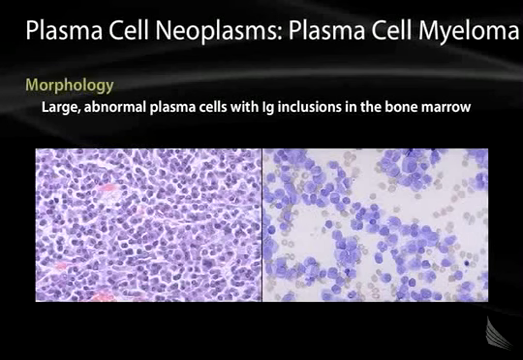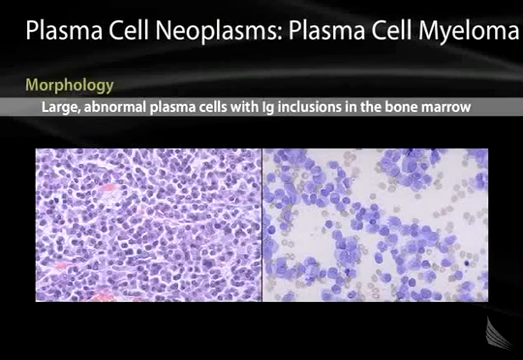Morphologically, a plasma cell myeloma produces sheets of large abnormal plasma cells with IgG inclusions, and you can see those in the bone marrow, and those are seen on the bottom part of this slide. So you can see a plasma cell as having an eccentric nucleus with a paranuclear halo, which is the Golgi apparatus, which is secreting those immunoglobulins in significant numbers.